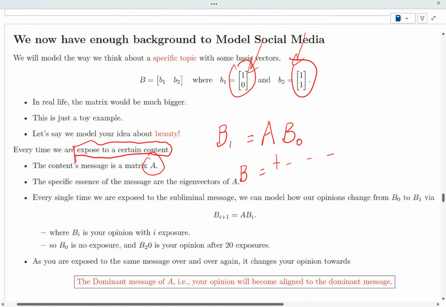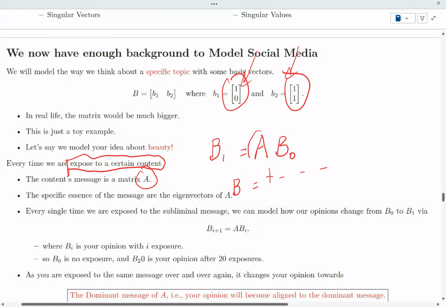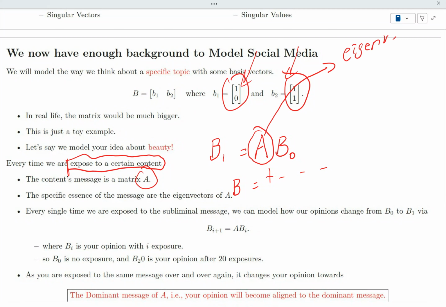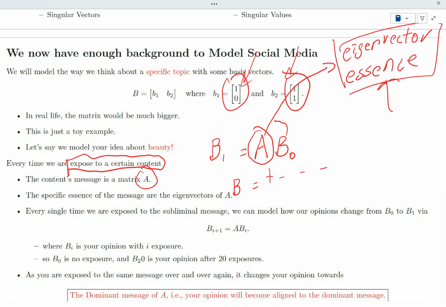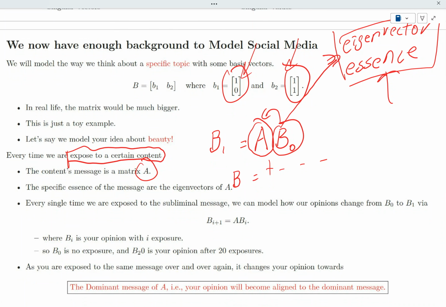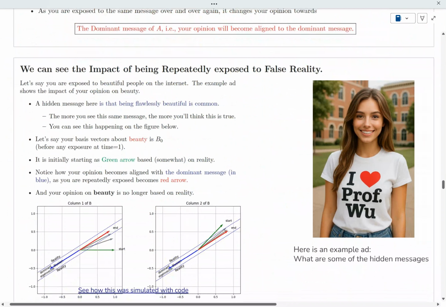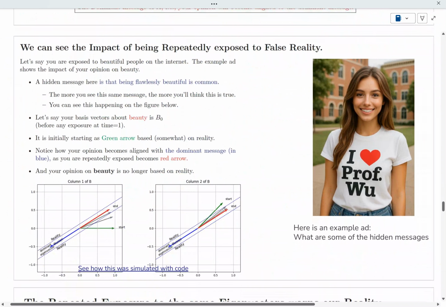The content is trying to convince you of some kind of message, and the eigenvector of this content is the essence of the content. It's essentially what the message is trying to convince you of. As you get more and more exposed to this content, your opinion becomes more and more aligned to the eigenvector of the message. So we can see the impact of being repeatedly exposed to a false reality.